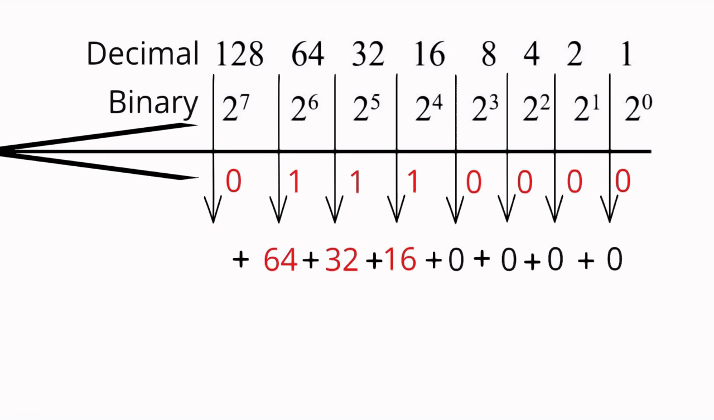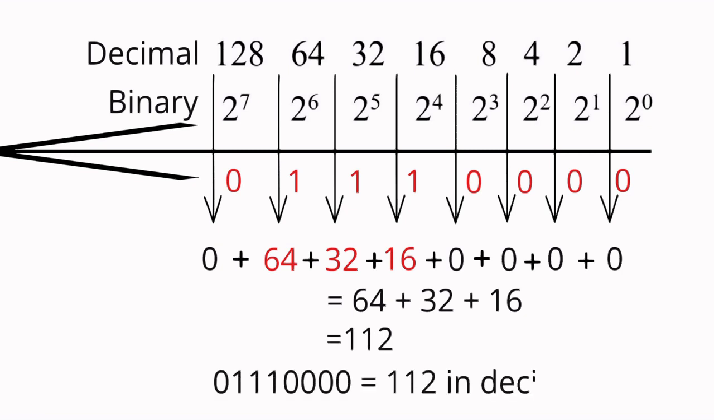Then we're going to add up the results. So we're going to have 0 plus 64 plus 32 plus 16 plus 0 plus 0 plus 0 plus 0. We'll just drop all the zeros and we end up with 64 plus 32 plus 16. We add those together and we get 112. Now let's check our math.